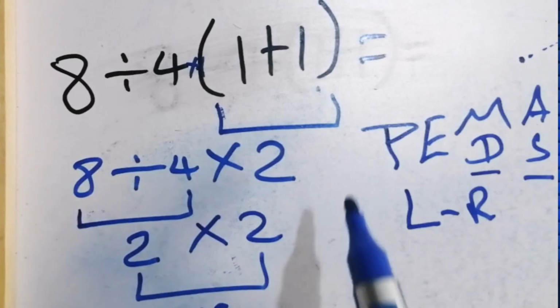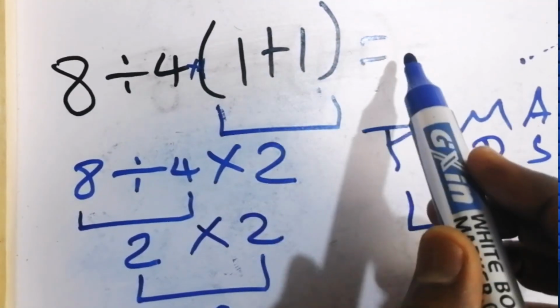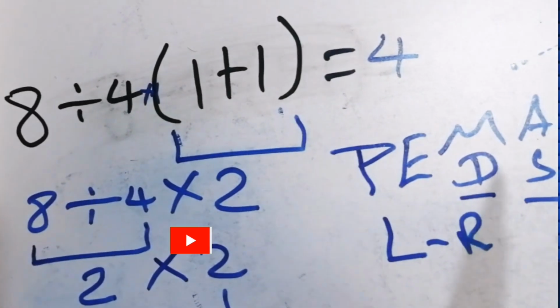Therefore, the correct answer of 8 divided by 4 times the parentheses 1 plus 1 equals 4.